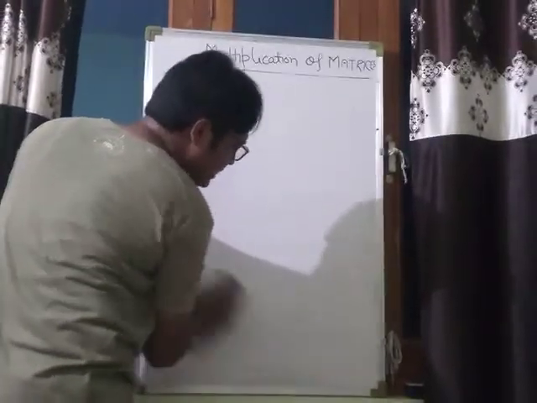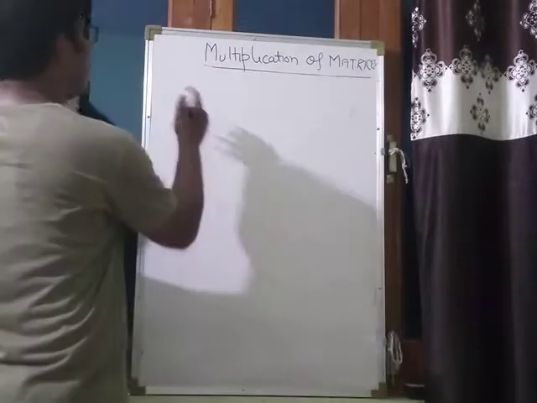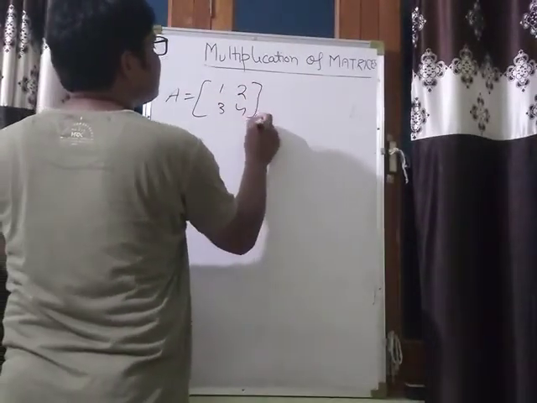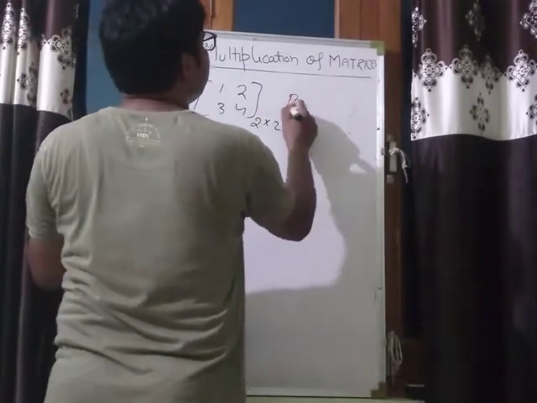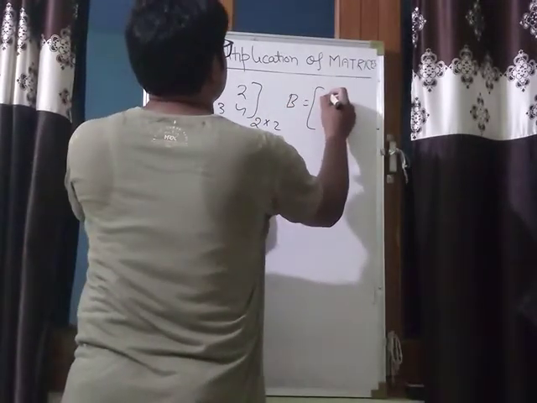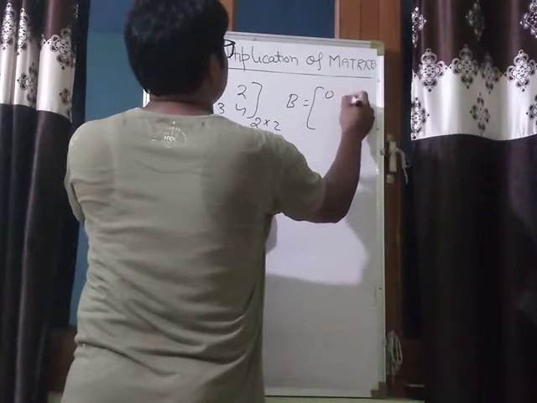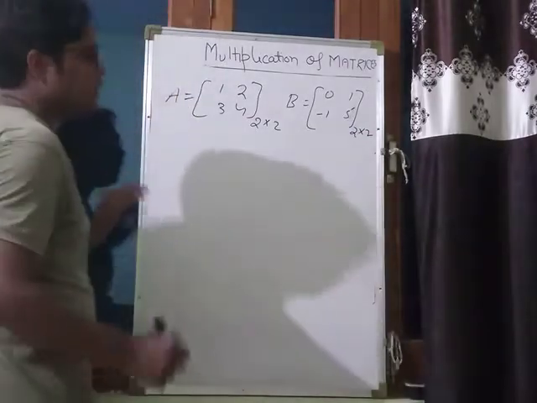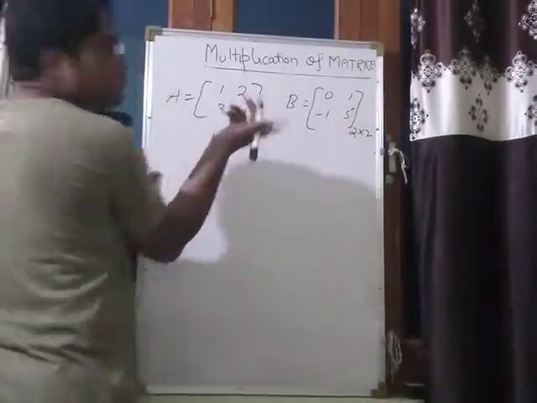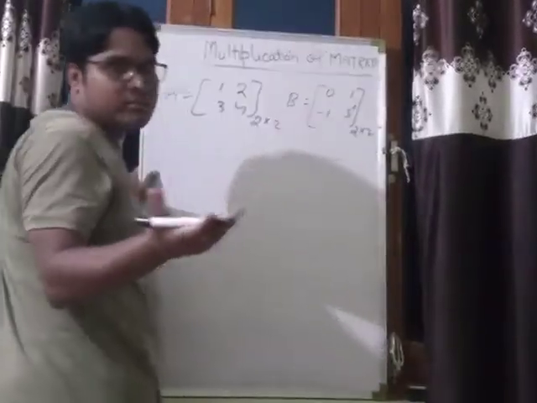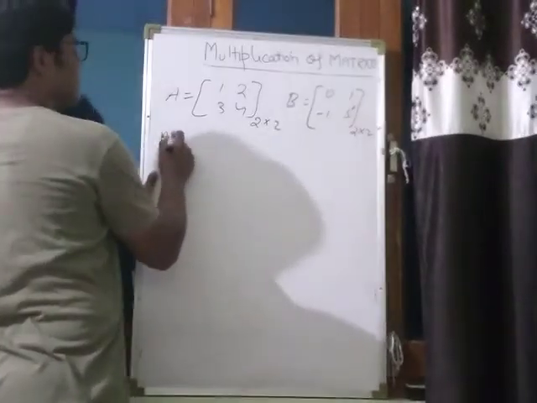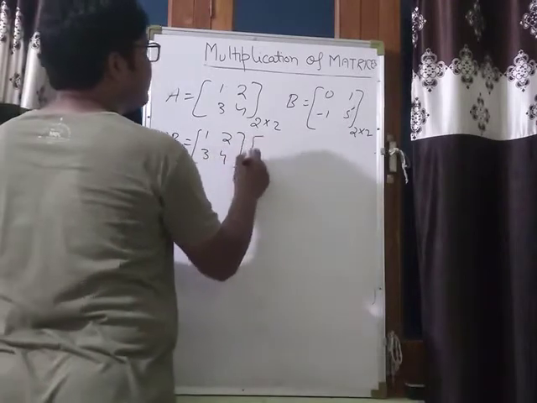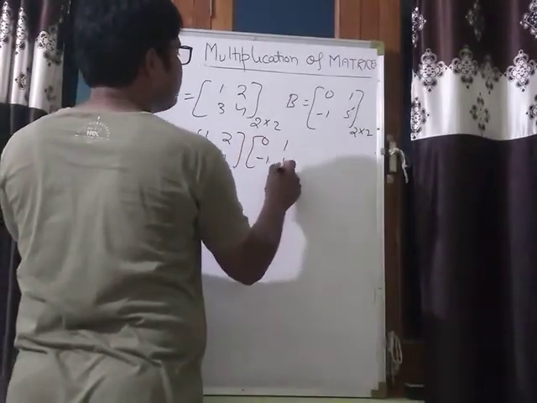Consider two square matrices. Matrix A: 1, 2, 3, 4. This is of order 2 by 2, and B: 0, 1, -1, 5. This is also of order 2 by 2. Clearly AB and BA both exist and both are of order 2 by 2. So I am going to find out AB here. A is 1, 2, 3, 4, and B is 0, 1, -1, 5.